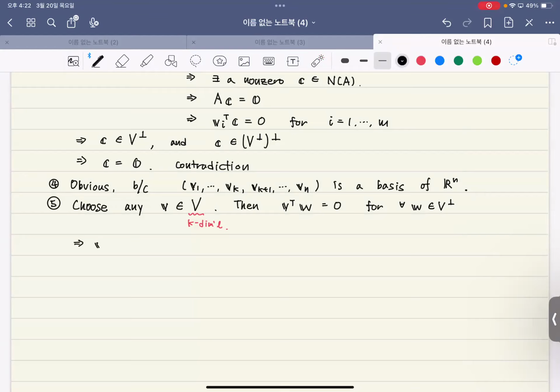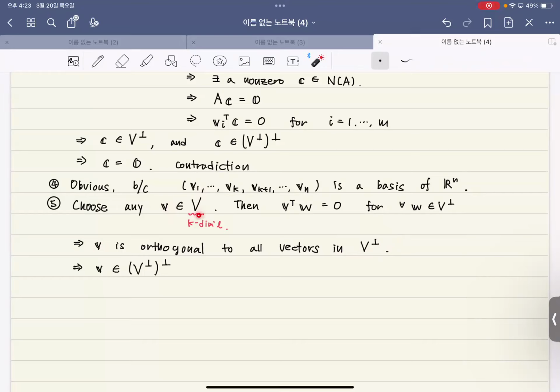Then that means v is orthogonal to all vectors in V perp. So v is orthogonal to every vector in this space. Therefore, v must be a member of V perp and perp. Okay, it's kind of getting tricky. But if you remember the definition of the orthogonal complement, then you know what I mean. Okay, and here I have just chosen any random vector from V, and this random vector turns out to be a member of this guy, so it belongs to this guy. So V is a subspace of V perp and perp. Okay.